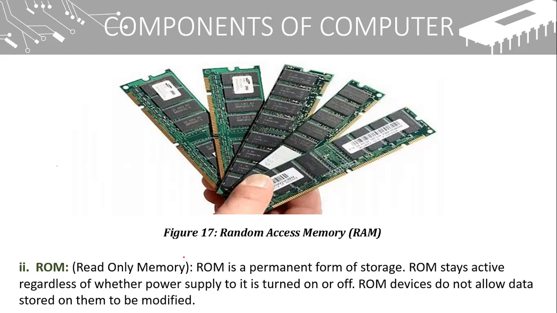So the next thing is the ROM. We say it's a permanent form of storage. ROM stays active regardless of whether power supply to it is turned on or off. ROM devices do not allow data stored on them to be modified. For example, you have what's known as the BIOS on the computer. What saves that BIOS is the ROM. That is the main setting of your computer. And one of its functions is, you will be surprised that when you switch off your computer and switch it on again, your time continues.